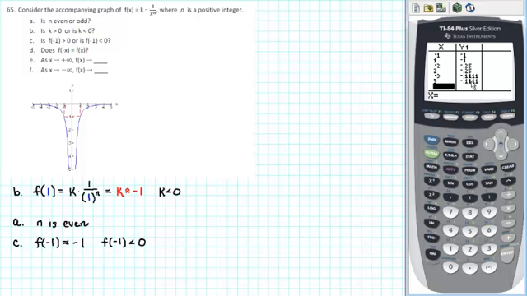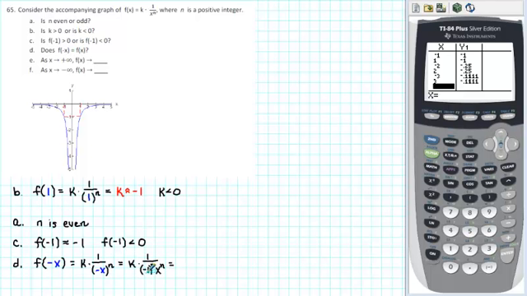Let's see if we can verify that symbolically. We first of all evaluate f of minus x. We substitute minus x for x in our original formula. We get k times 1 over minus x raised to the n power. But minus x to the n power is minus 1 to the n power times x to the n power.